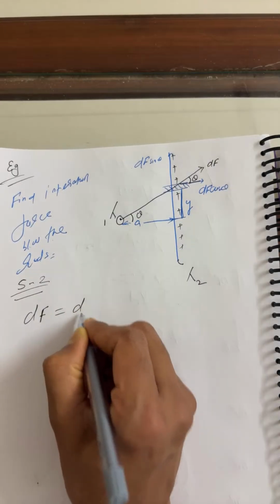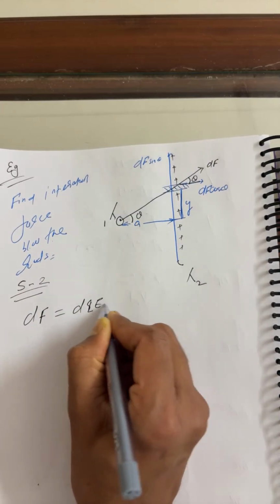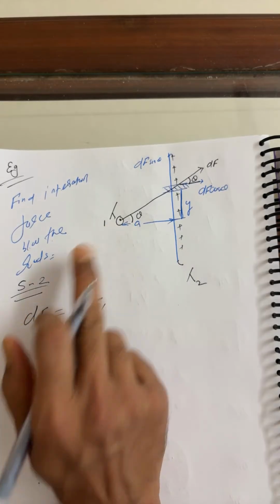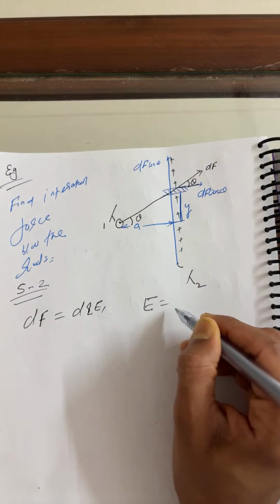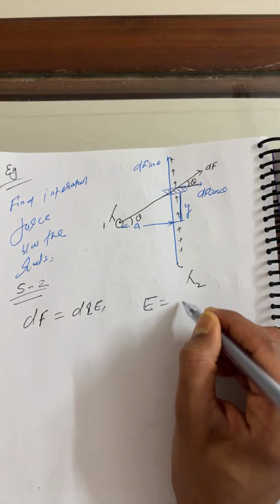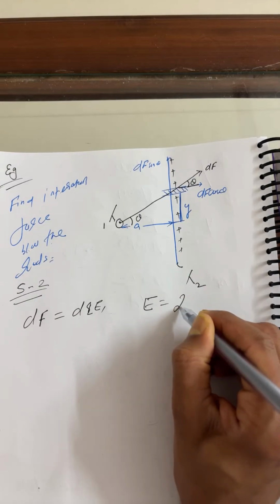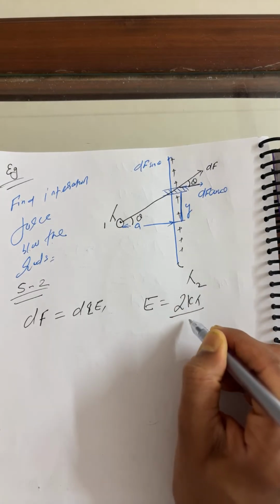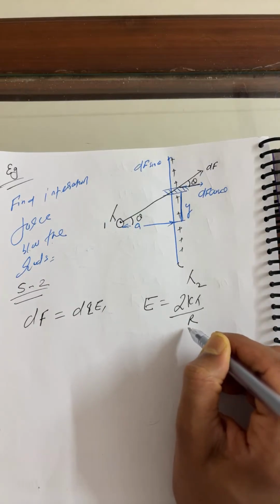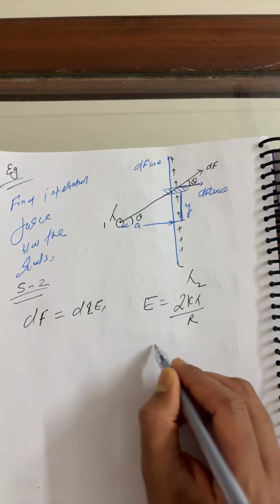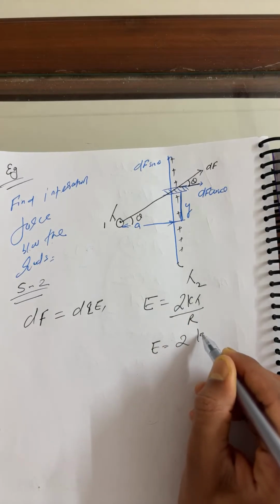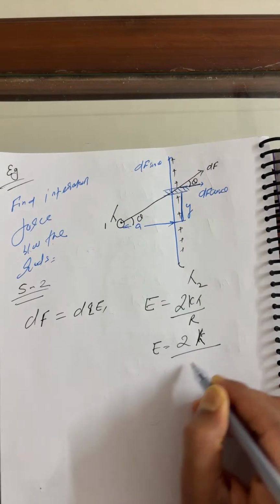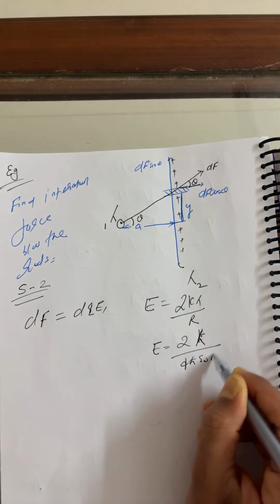I hope you remember it: dF is dq into E1, where E1 is the electric field due to an infinite charged wire. This is 2k lambda by r. Replacing k with 1 over 4 pi epsilon, we get 2 lambda over 4 pi epsilon into r.